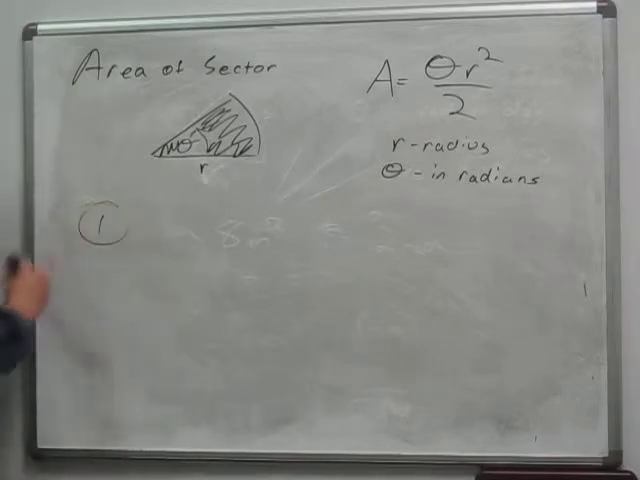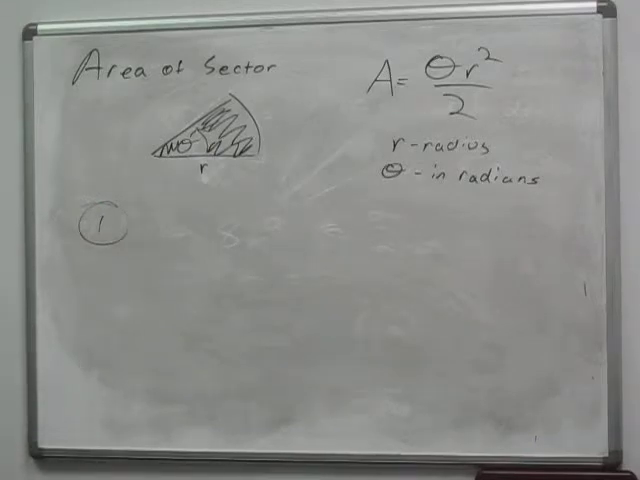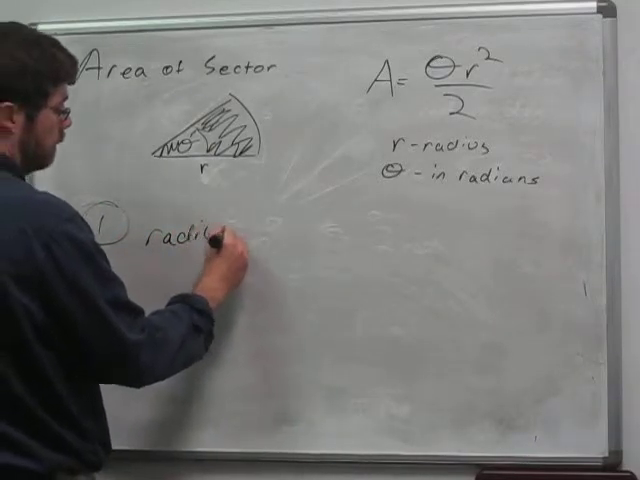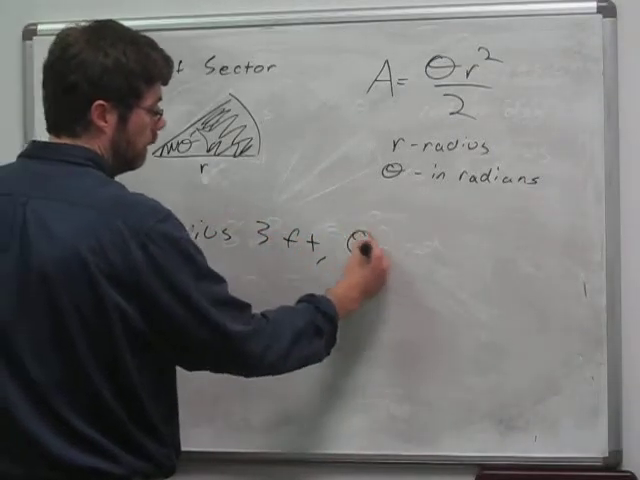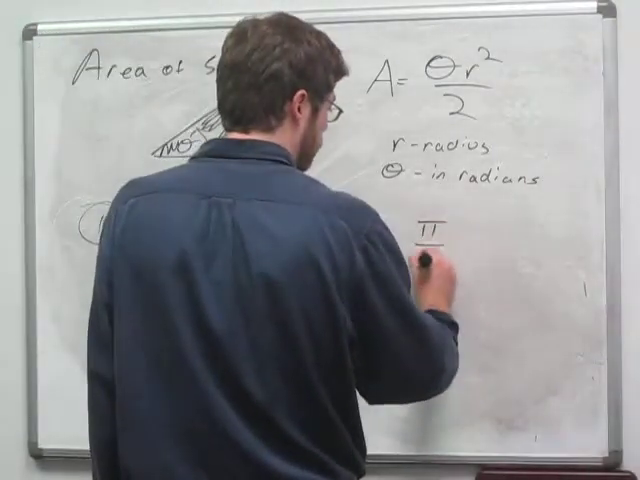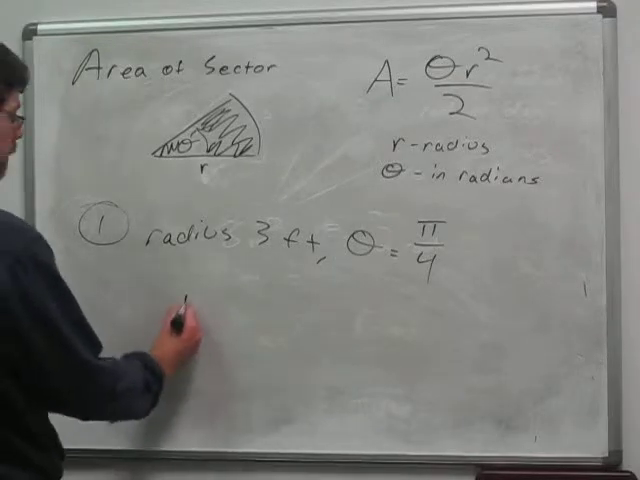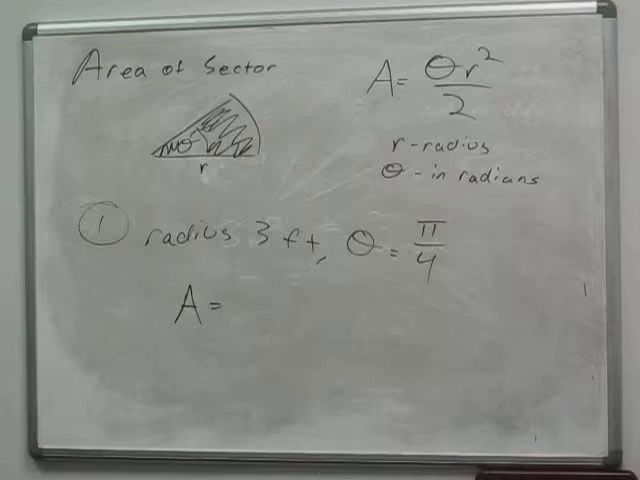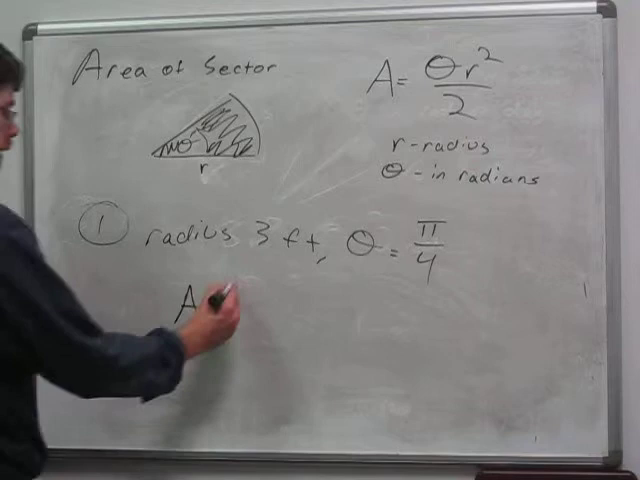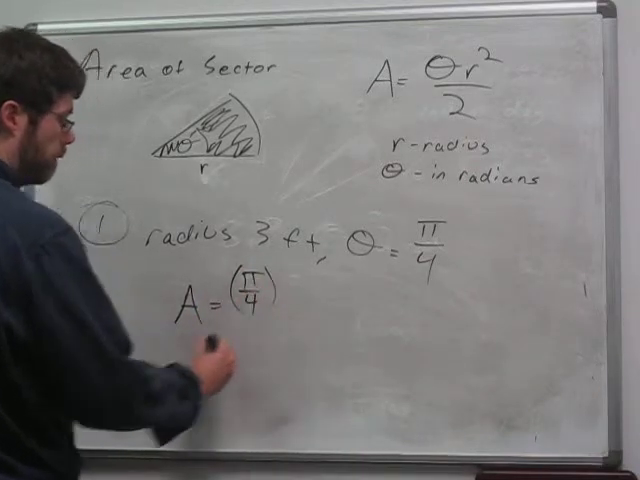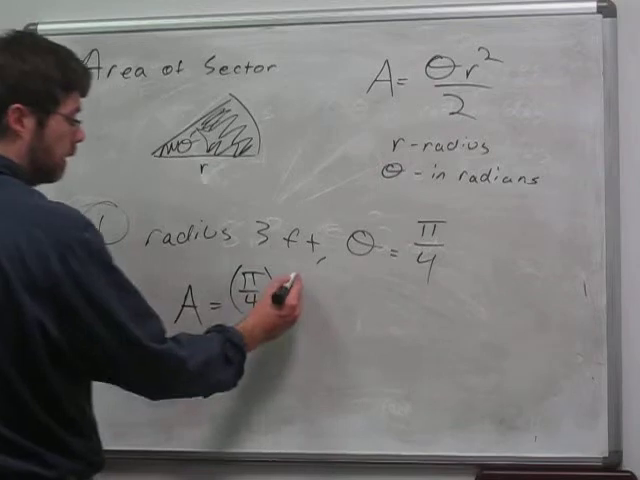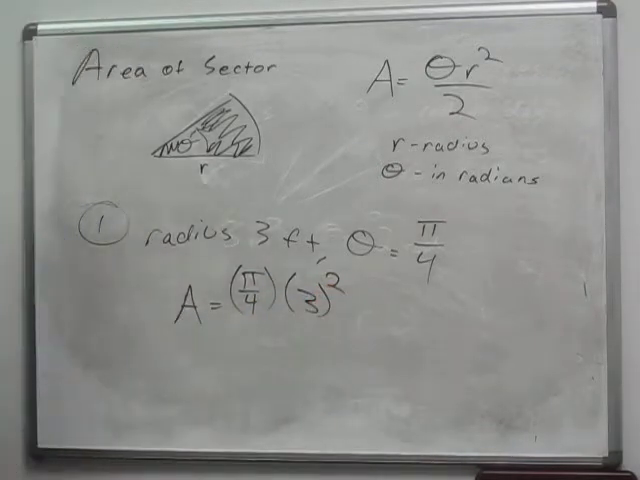Let's get to some problems. First up, suppose we have a radius of 3 feet and theta is pi over 4 radians. Find the area of the sector. Well, we're looking for the area. We know the radius, we know the angle measure in radians, so just plug and chug. Pi over 4 goes in for theta. Radius is 3, we square it, and the whole thing is divided by 2.